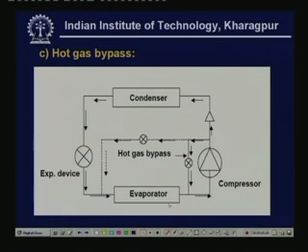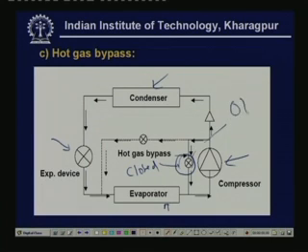As you can see here, you have the four basic components: evaporator, compressor, condenser and the expansion device. In addition to this, you have a hot gas bypass. Normally, when the system is operating at design load, this valve will be closed. When this valve is closed, the refrigerant from the compressor flows to the condenser and it meets the design load requirements. But when the load falls, this valve opens. This is the hot gas bypass valve, which opens at low load conditions.